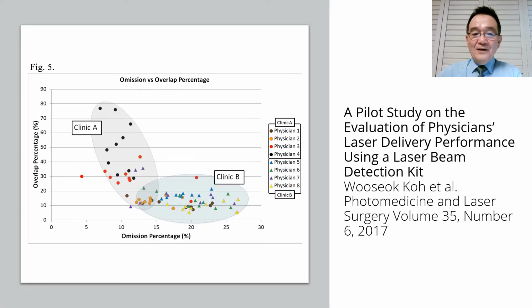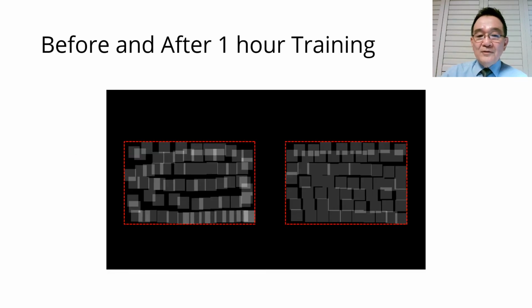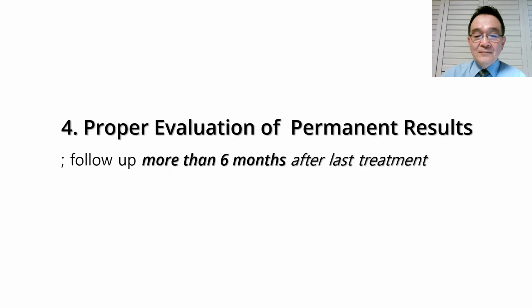In this article, I also reported the omission and overlap percentage of 8 physicians, which are very different. To minimize the untreated area, measuring the size and practicing the moving speed depending on the laser pulse frequency is mandatory. Usually, just 1 hour of practice makes the treatment pattern better.